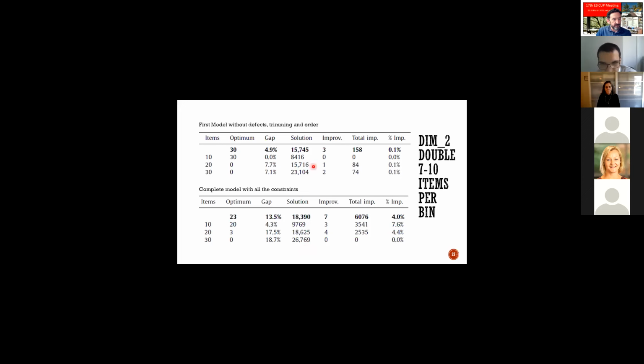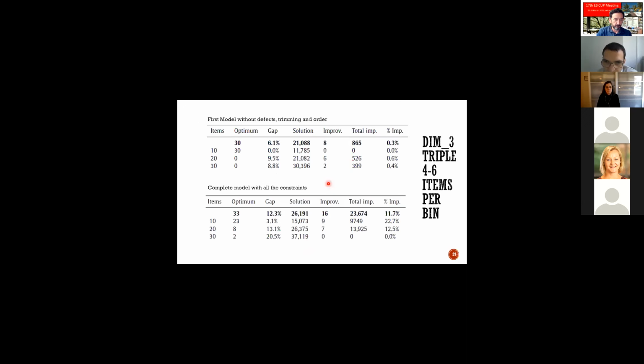Okay, in this we need 15,000 and 80,000. Okay, in total, no, sorry, on average. This is an example of this set. Here we have around 8 items per bin. And finally, this is the set where we triple the dimensions. And then we have 4 to 6 items per bin.